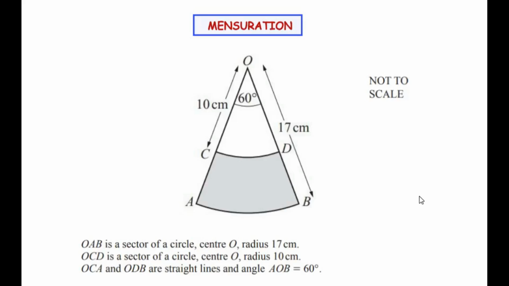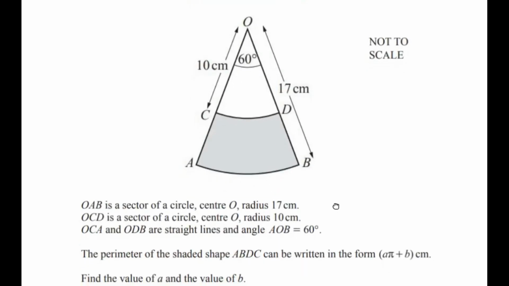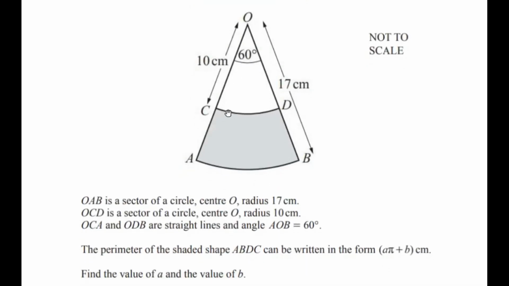In this video we are going to solve an example from mensuration. OAB is a sector of a circle with center O and radius 17 cm. OCD is a sector of a circle with center O and radius 10 cm. OCA and ODB are straight lines and angle AOB is given as 60 degrees. The perimeter of the shaded shape ABDC can be written in the form a pi plus b centimeter. Find the value of a and the value of b.